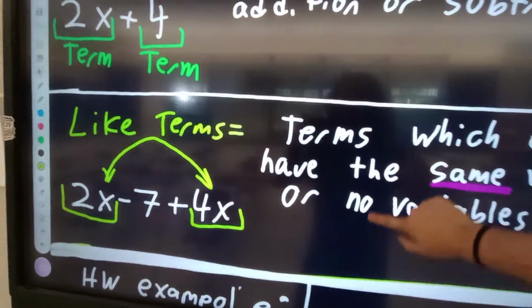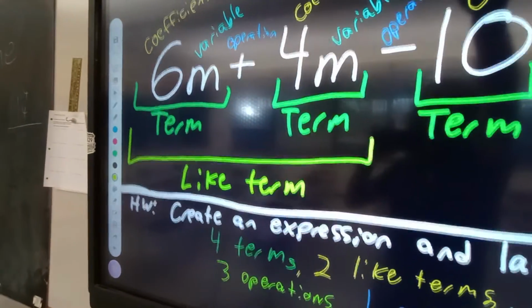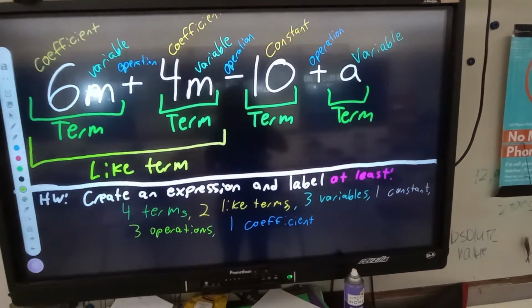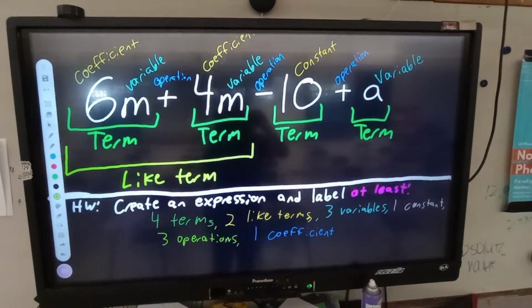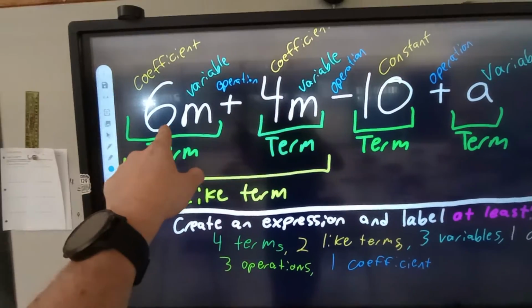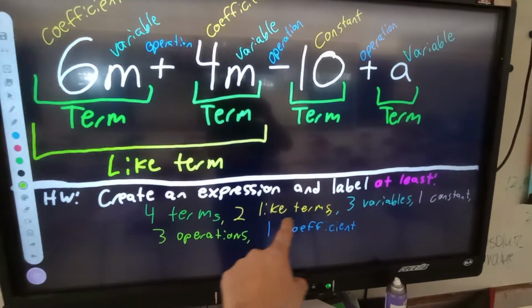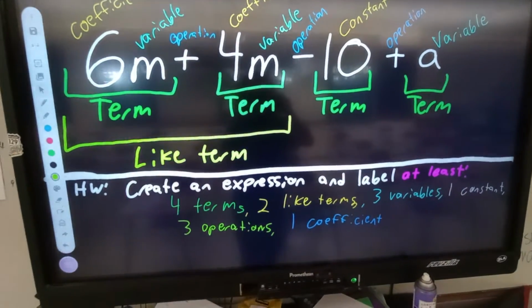Our homework for tonight was to create an expression and label its parts. So you can see here my example for the class. The expression was supposed to have at least 4 terms. So we see we have 1, 2, 3, 4 terms. There must be at least 2 like terms, and I labeled them here. 6m and 4m are both like terms.